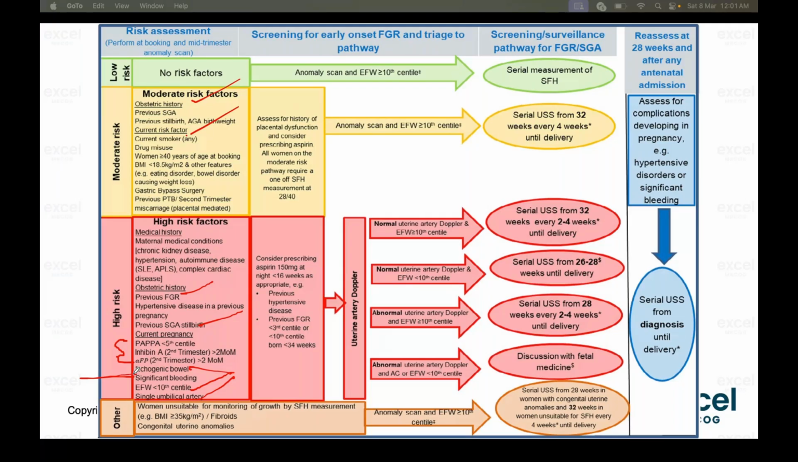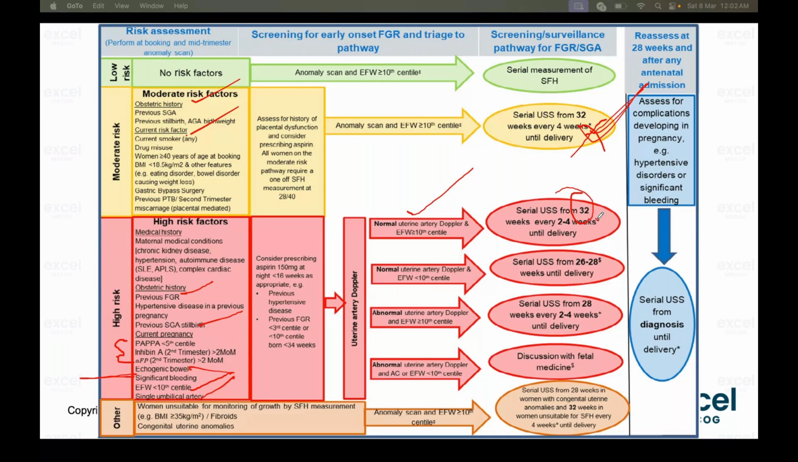All right, so for them, you would do this particular chart as you can see. The first one says that if the uterine artery Doppler is normal and EFW is normal too, more than 10th centile, you would do ultrasound as we have seen from 32 weeks. Now they have said every 2 to 4 weeks because they are high risk. Here it is every 4 weeks, right? Here it is every 2 to 4 weeks because it is high risk to begin with.